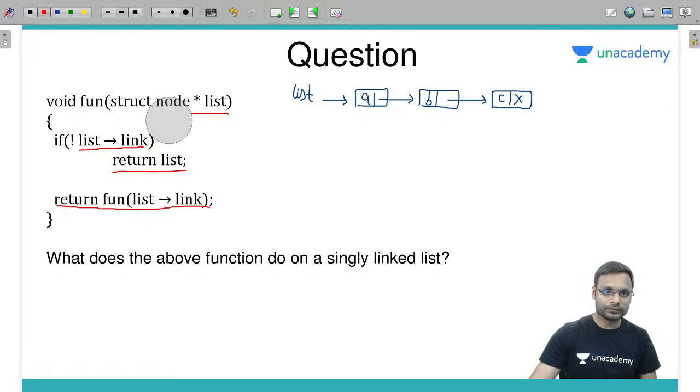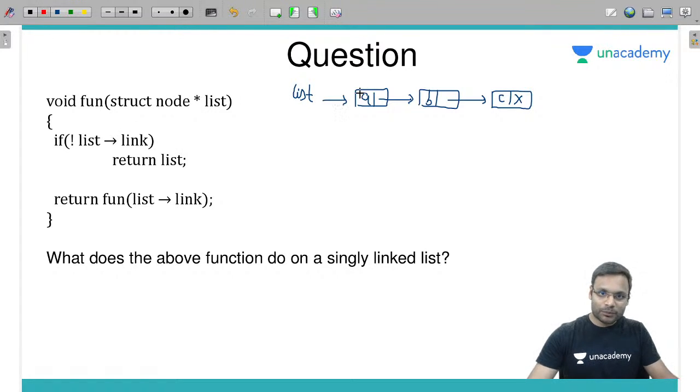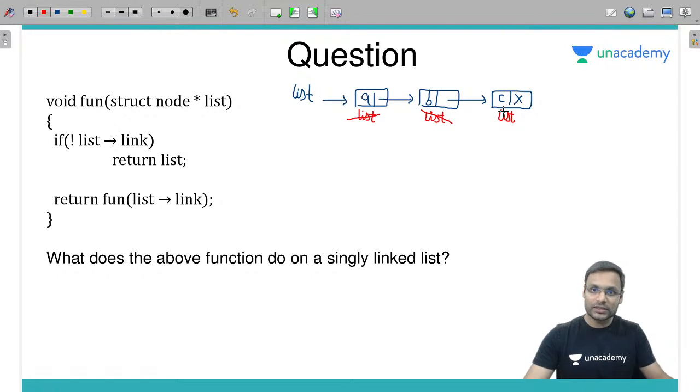Fine. Now, suppose you are calling the function with this particular pointer, the list is right now pointing to here. List ka link null? No, then else. Return function with list ka link, which means next time list will be pointing here. List ka link null? No, then else. Return function call with list ka link, which means list pointer is now pointing to this. List ka link null? Yes, true, then return list, which means the address of this node will be returned. It returns the address of the last node.